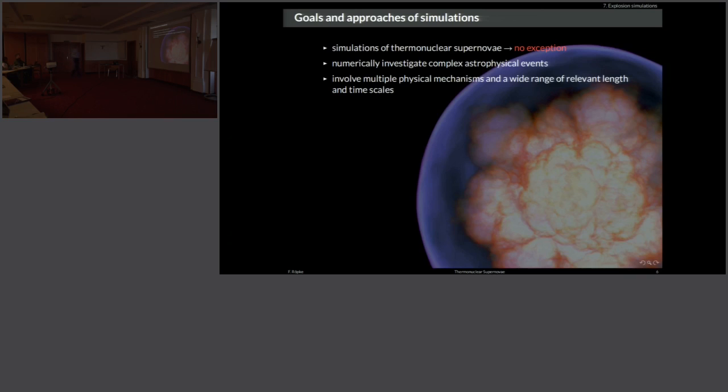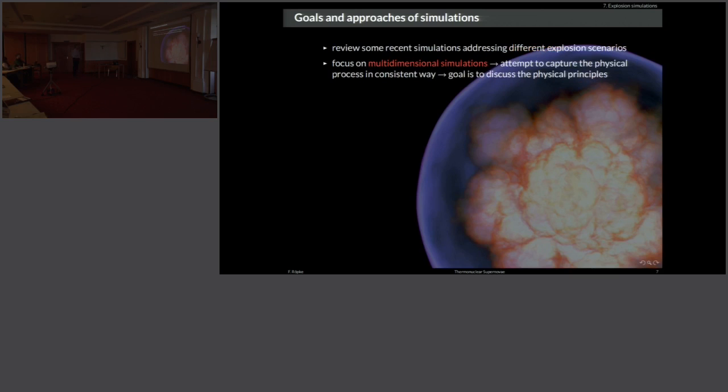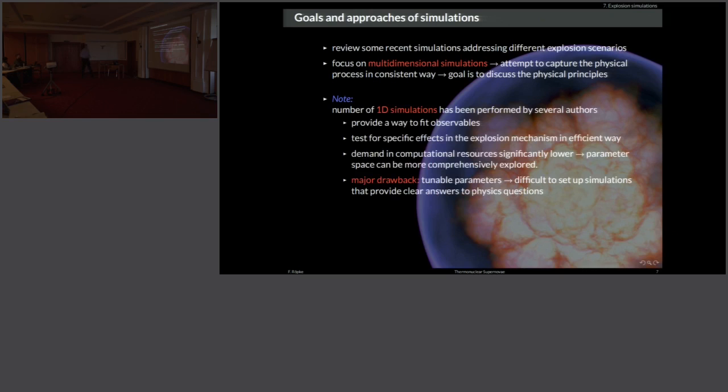These are rather complex objects to simulate, involving multiple physical mechanisms in a wide range of scales in length and in time, as we discussed already. So therefore, we have to make compromises here. So I will review some recent simulations, as said before, that address different explosion scenarios. I will focus here on recent multidimensional simulations that attempt to capture the physical processes in a consistent way, because our goal here is to discuss the physical principles. But before doing so, I will give some credit to 1D simulations as well.